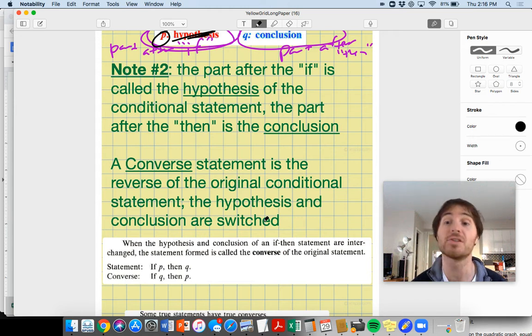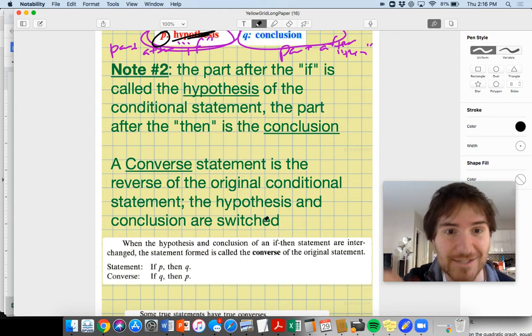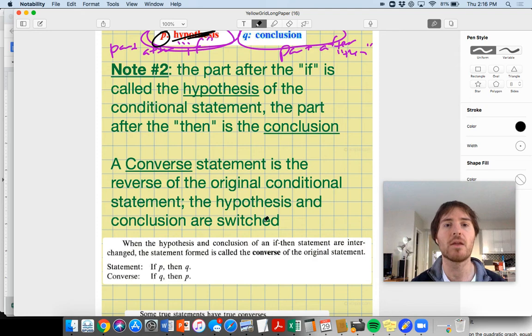Hopefully you wrote that down. Again, just don't zone out. I try to keep you entertained, but don't zone out here. And then you have a converse statement.